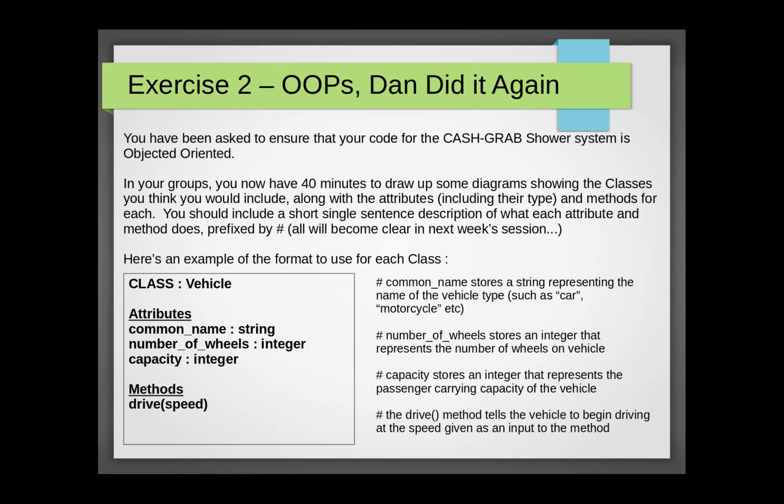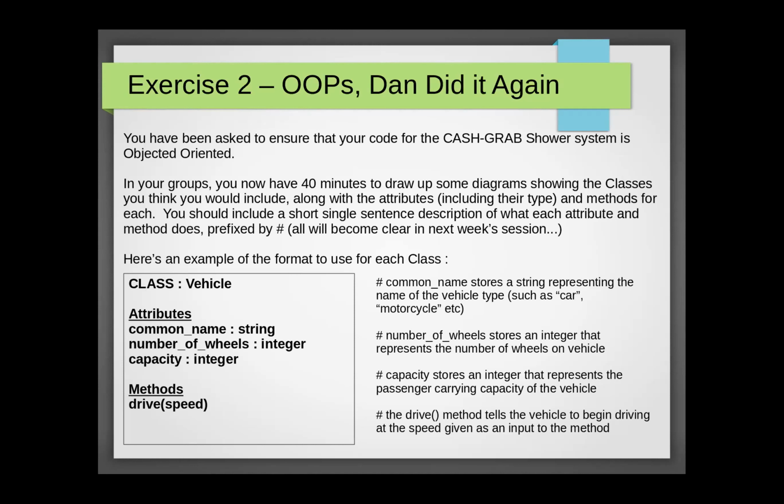Basically, you've been asked to ensure that your code for the cash grab shower system is object-oriented. So in your groups, I'm going to give you 40 minutes. Draw up some diagrams, and I want you to show what classes you think you'd include along with the attributes, including their types, so what types of variables you think you would store, and what types of methods for each of those classes.